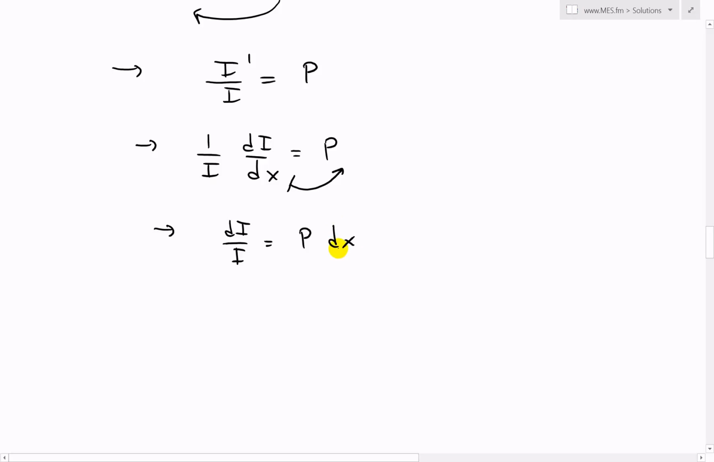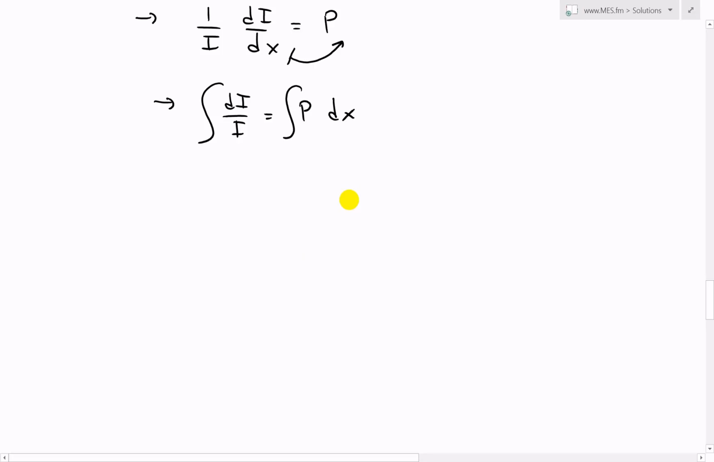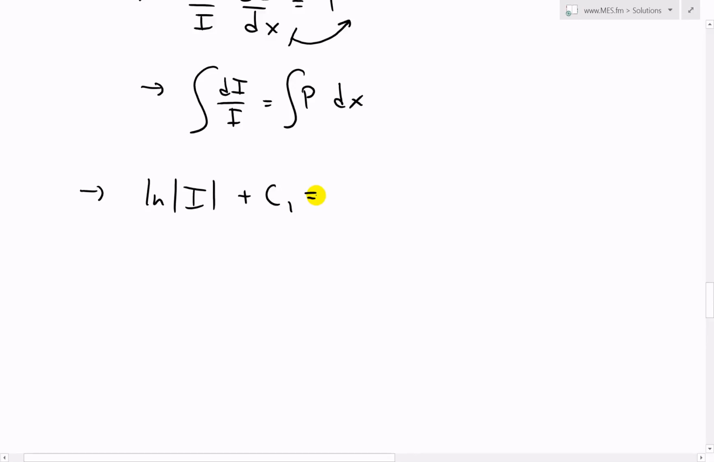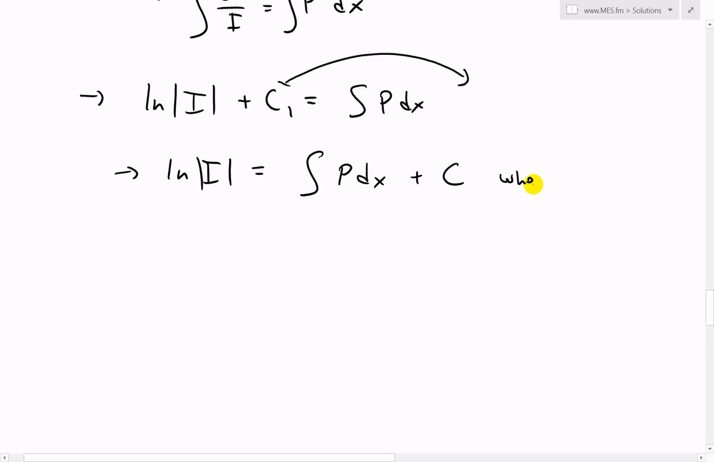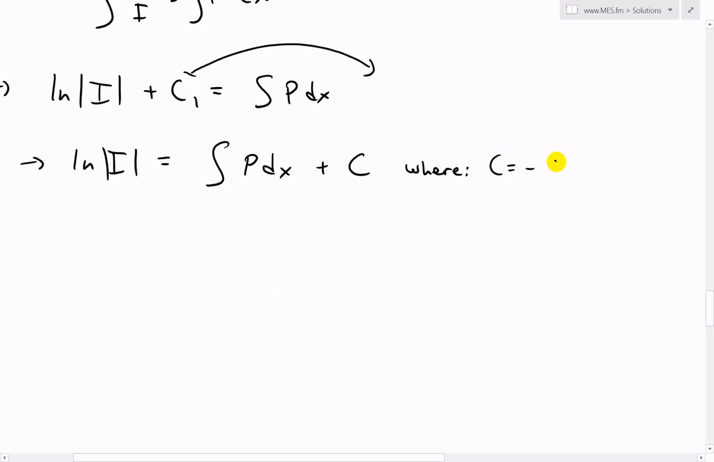Now that it's separated, we can integrate both sides, and recall that the integral of 1 over I, or 1 over x, is going to be ln of the absolute value of that value. So this is ln of the absolute value of I, and then we always add the constant of integration c1. On the right side, we'll just leave this as the integral of p dx. Next we move the constant over to this side, and we get ln of the absolute value of I equals the integral of p of x dx plus c, where for completeness c is equal to negative c1. The c1 is not the same as before; this is just a generic constant of integration. Again, the negative of a constant is still a constant.